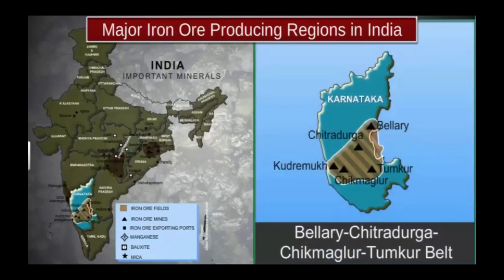The Bellary, Chitradurga, Chikmagalur, Tumkur belt lies in Karnataka. The Kudremukh mines in this region hold one of the largest deposits of iron ore in the world. Something very interesting happens here. The entire iron ore mined from Kudremukh is mixed with water to make slurry that is piped to a port near Mangalore for export.